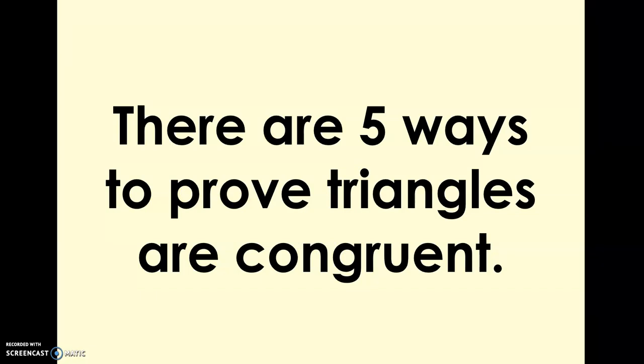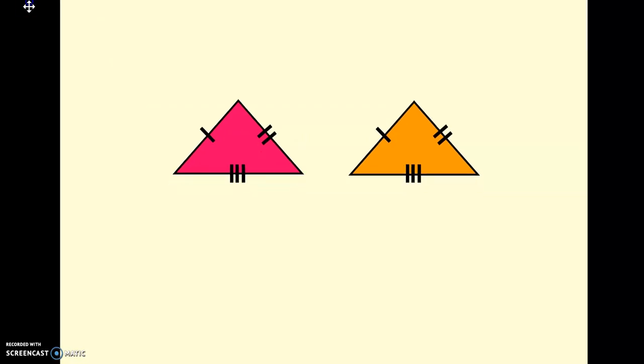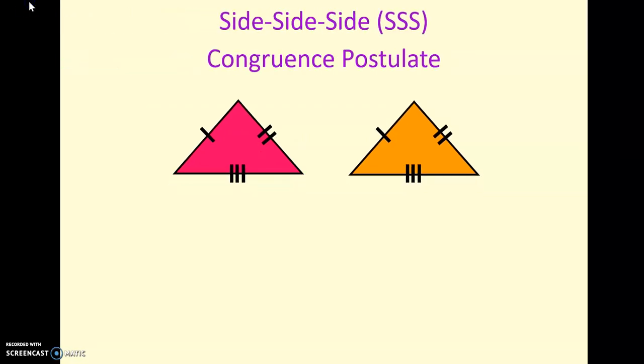All right, so there are 5 ways that we can prove that triangles are congruent. These 5 are on your paper, and we're going to go through them. If you need to pause the video to catch up, please do. This one does have a time limit, so if I need to, I might need to break it into 2 videos. All right, first up, this is an example of side, side, side.